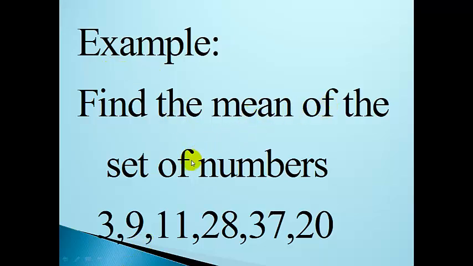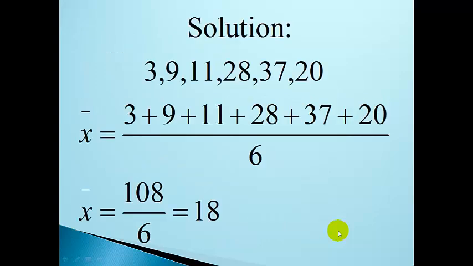Example: find the mean of the set of numbers 3, 9, 11, 28, 37, and 20. We can see that n, that's the number of values, is 1, 2, 3, 4, 5, 6. So n is equal to 6. Now the solution. These are the numbers that were given. The mean is the summation of all the values divided by the number of terms. So we add all the numbers: x bar, that is the mean, is equal to 3 plus 9 plus 11 plus 28 plus 37 plus 20 divided by 6.